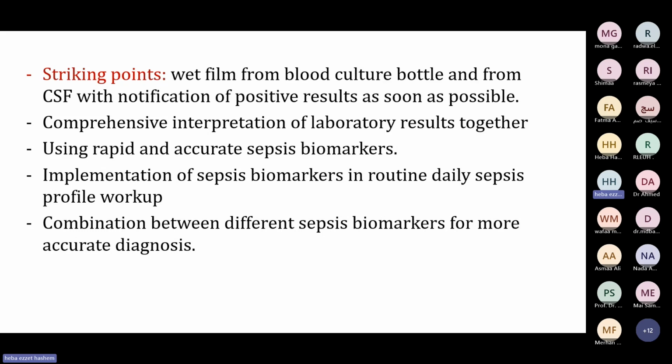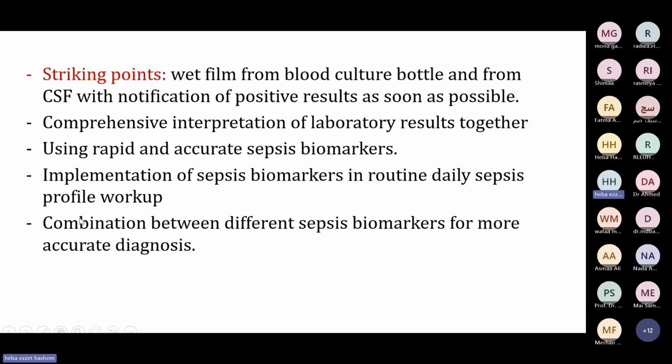Using rapid and accurate sepsis biomarkers is also recommended worldwide in the neonatal ICUs to cut down the high use of antibiotics and its complications, and to decrease the dilemma of drug resistance. Another very important point is the implementation of sepsis biomarkers in the routine daily sepsis profile workup, especially in Ain Shams University hospitals, and to transmit the research on sepsis biomarkers from the bench side to the bedside to be helpful to our neonates and our patients.